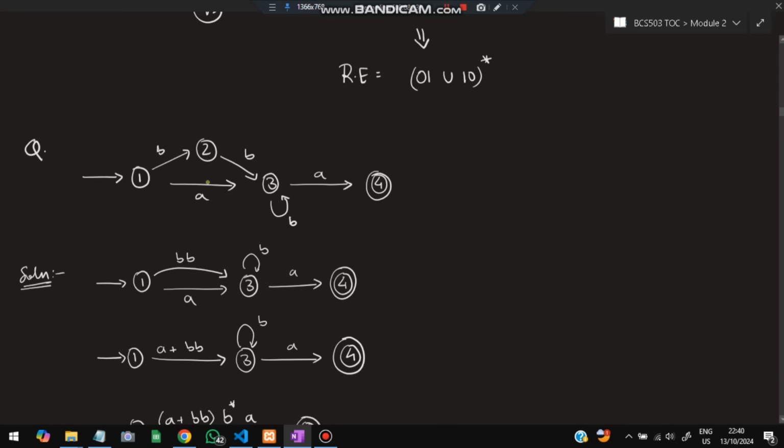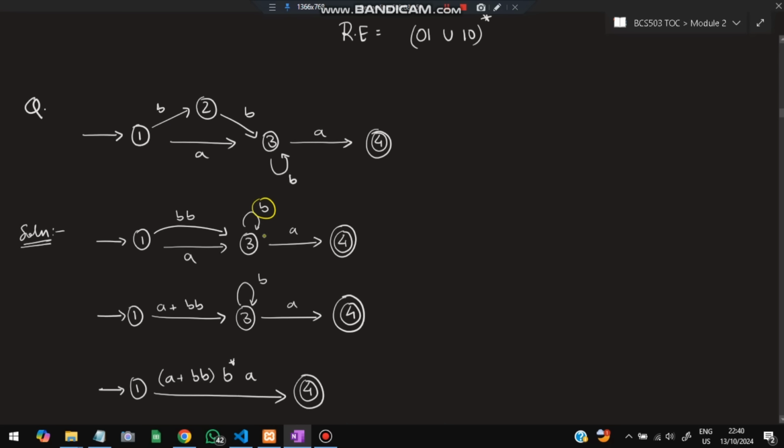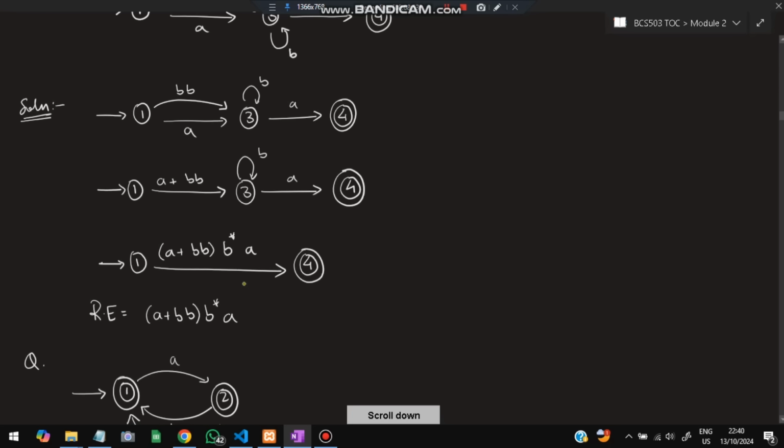Next step is to eliminate each state one by one. So first let's take this one and eliminate. It is going through B and coming through B. So this whole path can be written as BB. That's what I've done here. Next I can eliminate B here, that B and A here. So first let's eliminate A. So this is either go through BB or go through A. So it can be written as A or BB like that. Here I am reaching, and here it is B star. So if I eliminate that and write B star, and after that it is A, so it will be A. So the regular expression is A plus BB, B star A.